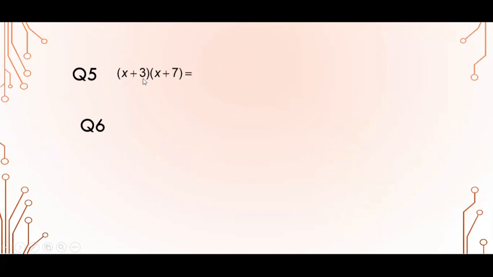There we were multiplying two same brackets. Here we are multiplying two different brackets, x plus 3 and x plus 7. The values are different over here. So in the usual way, if I have to do it, multiplying the first term by the first of the binomial, x into x, you get x square.